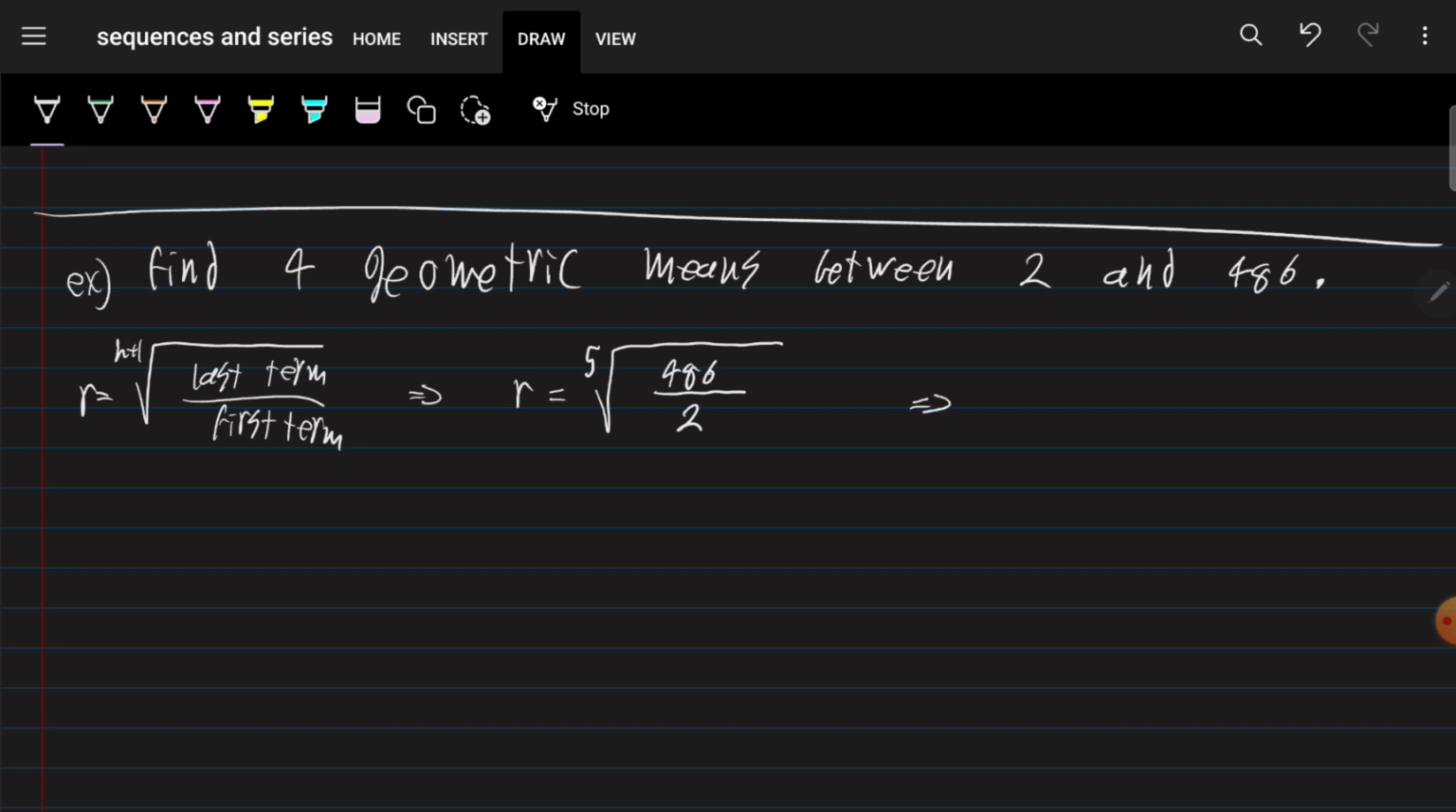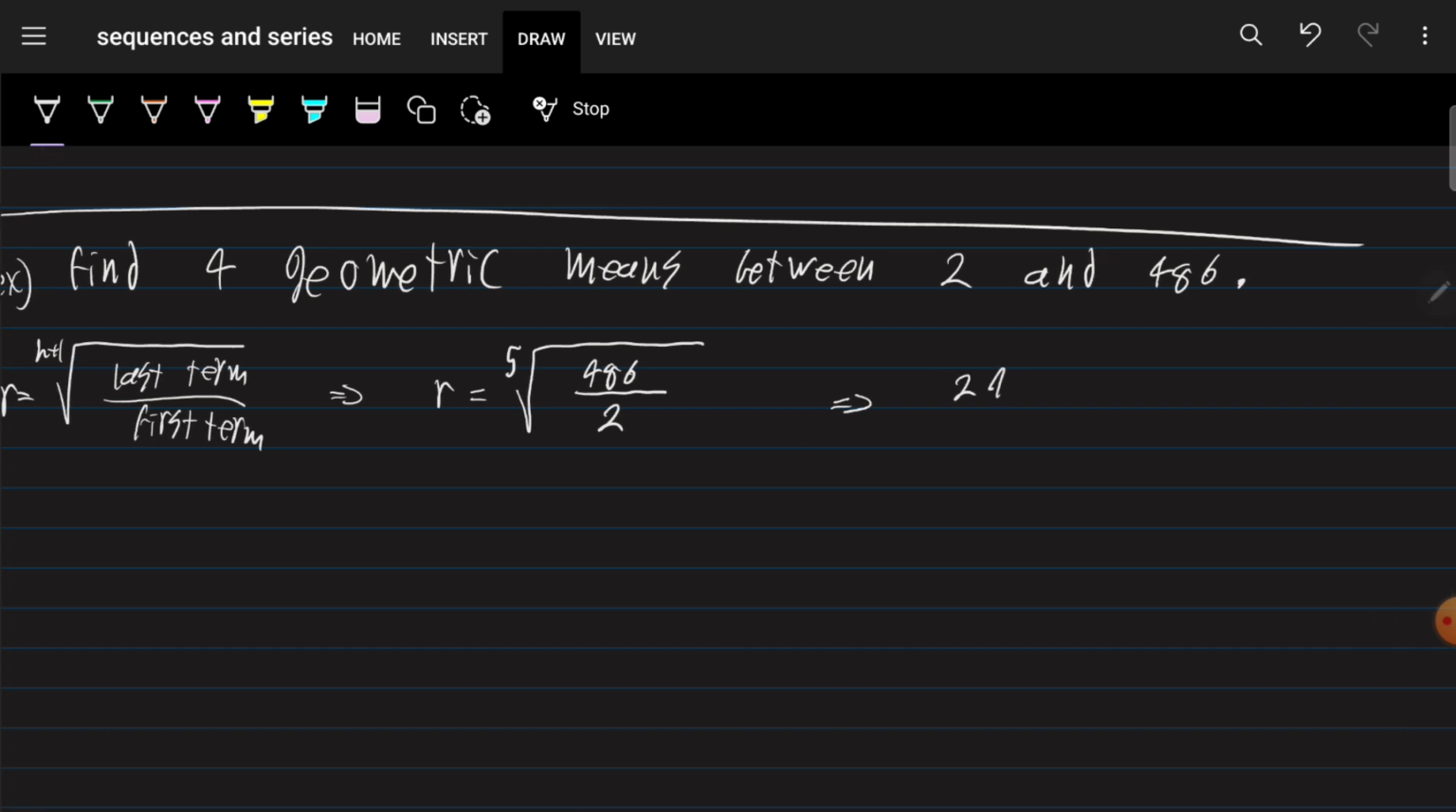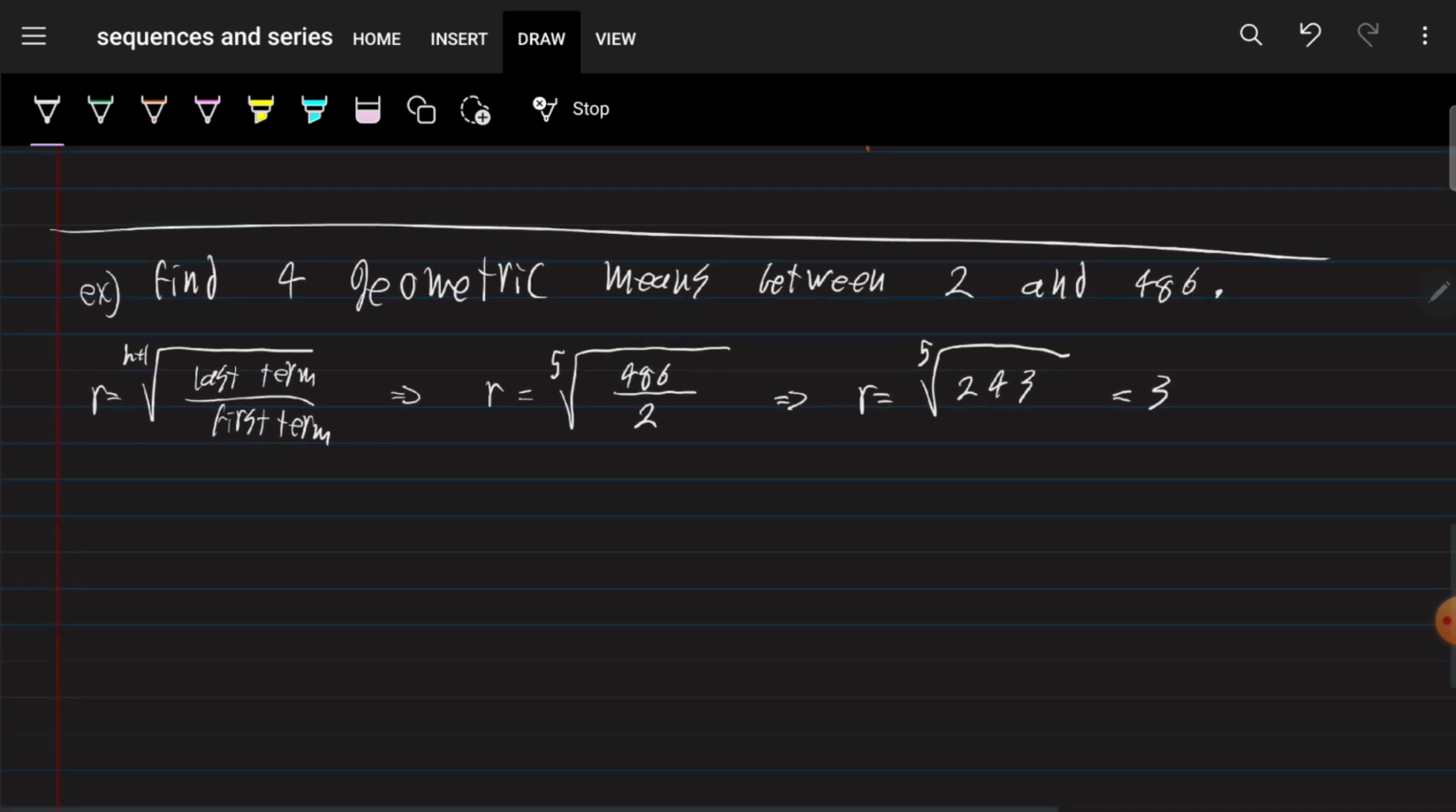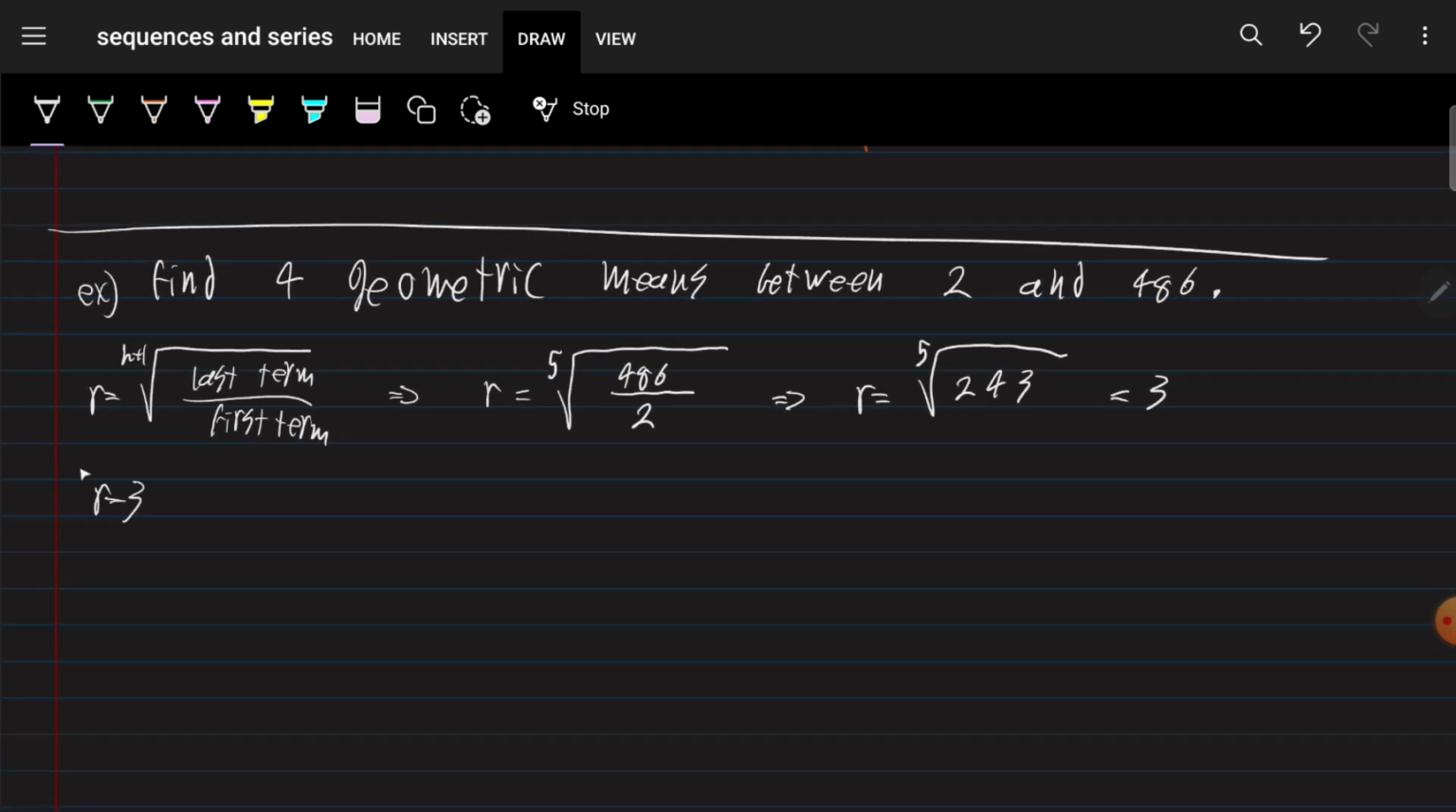So let's see if we can compute this. 486 divided by 2 we can do in our head, so that's going to be 243. And we want to take the fifth root of 243. Let me do that with my calculator. The fifth root of 243 is equal to 3. So we got that r is equal to 3.